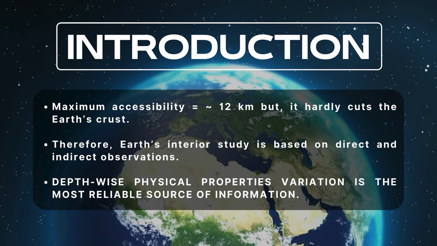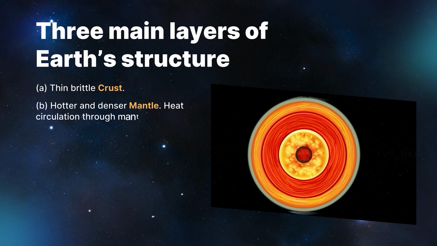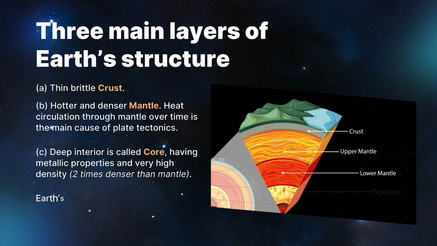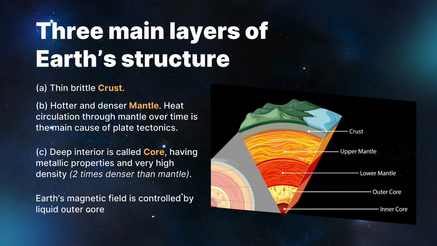Depth wise, physical property variation is taking place. Physical properties are changing with respect to depth. This is the most important and reliable source of information. So physical properties are changing with depth, and if we record systematically, we will find changes in the layers of the earth. The first layer, as a layman, is a brittle crust. It's a very thin crust, just like the outer shell of an egg.